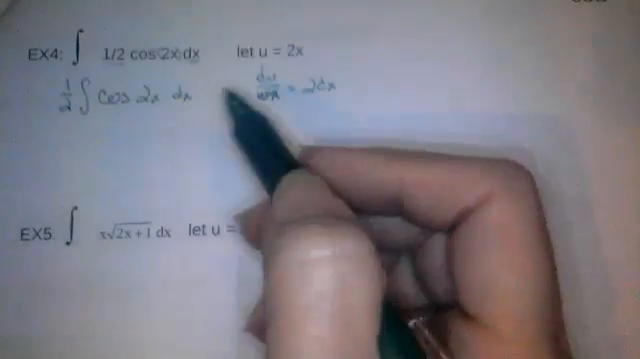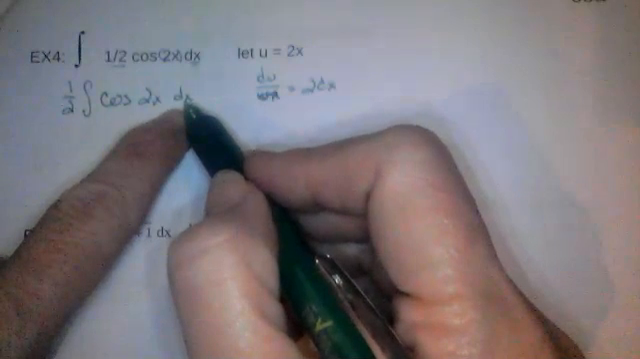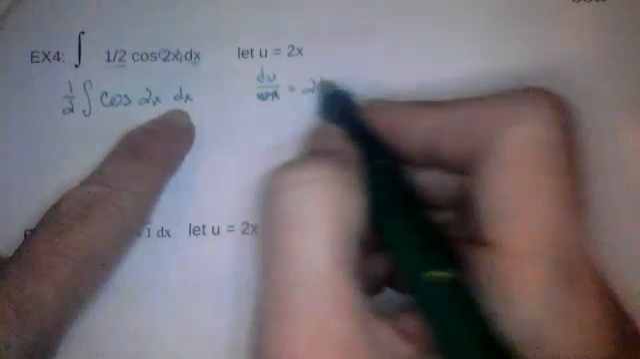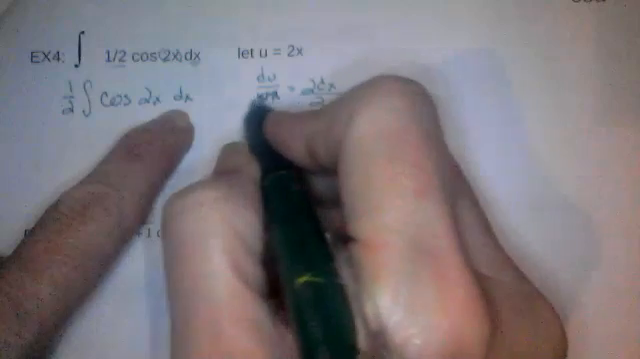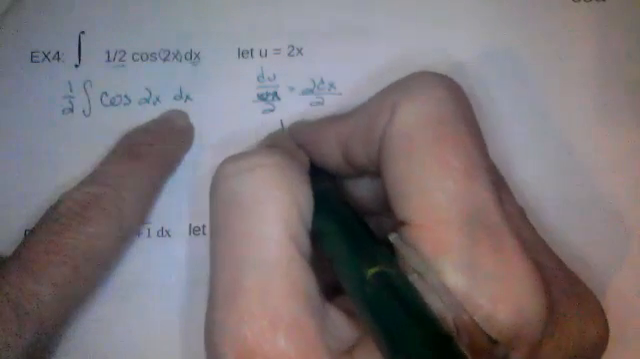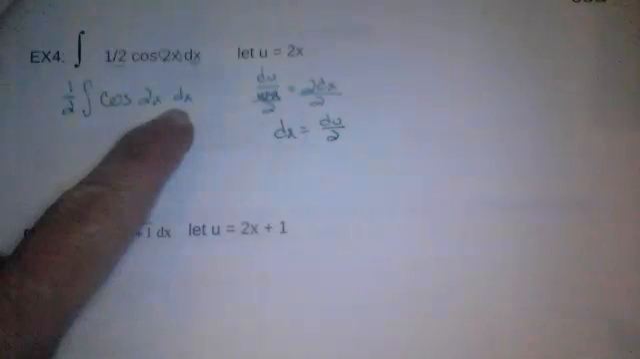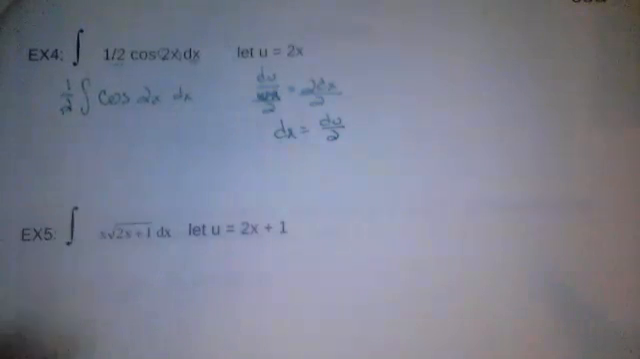The first thing I'm going to do is move this 1/2 out to the front. So I have 1/2 cosine of 2x dx. So I already know that I can replace this 2x with U. I need to replace dx with its equivalent. So if I were to divide both sides by 2 here, I get dx equals du over 2. So I'm going to replace this with du over 2.